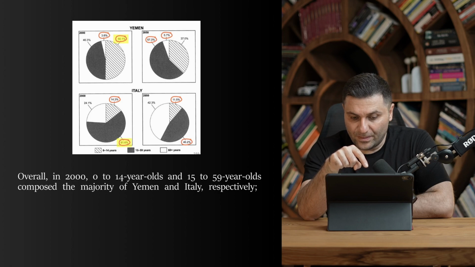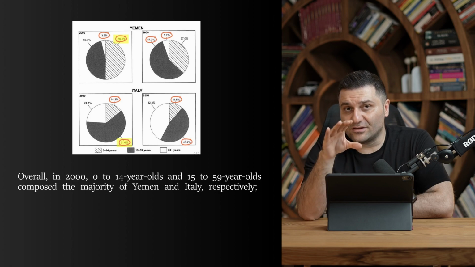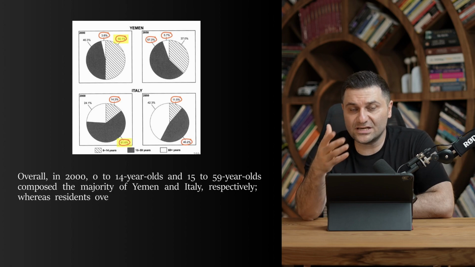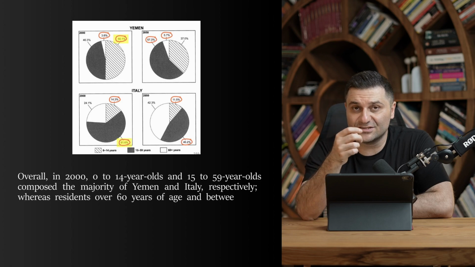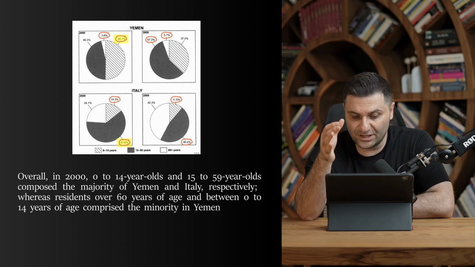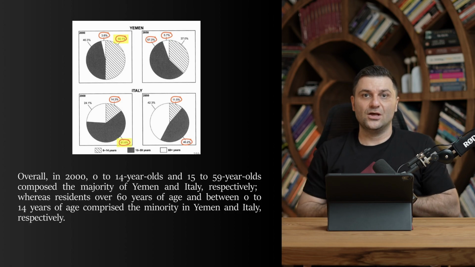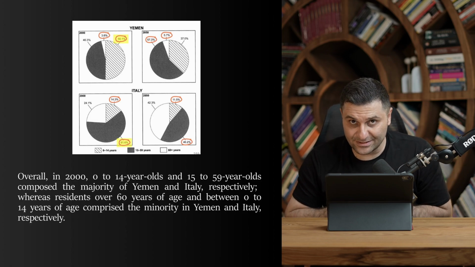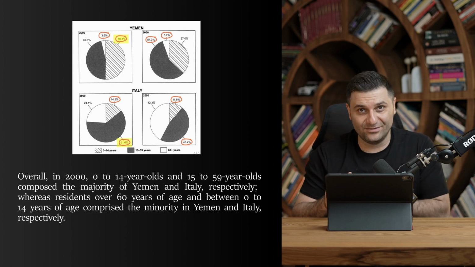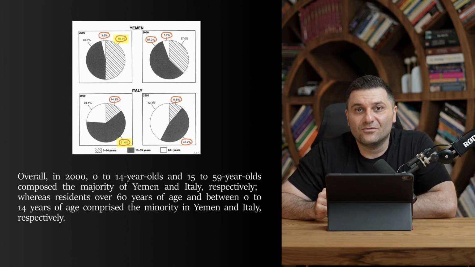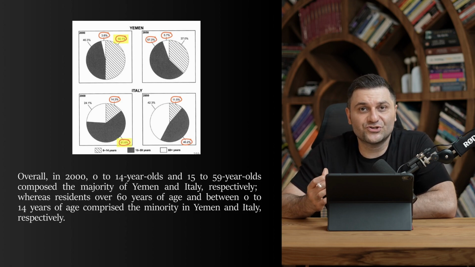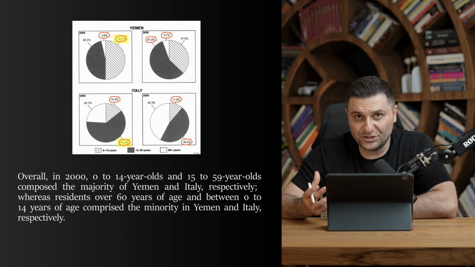Now, we should talk about the least in 2000. All right. Whereas residents over 60 years of age and between 0 to 14 years of age comprise the minority in Yemen and Italy, respectively. So in one sentence, although the sentence is a little bit long, it is a good one, right? We have written a long sentence, and we have offered so much data, so much general information, right?